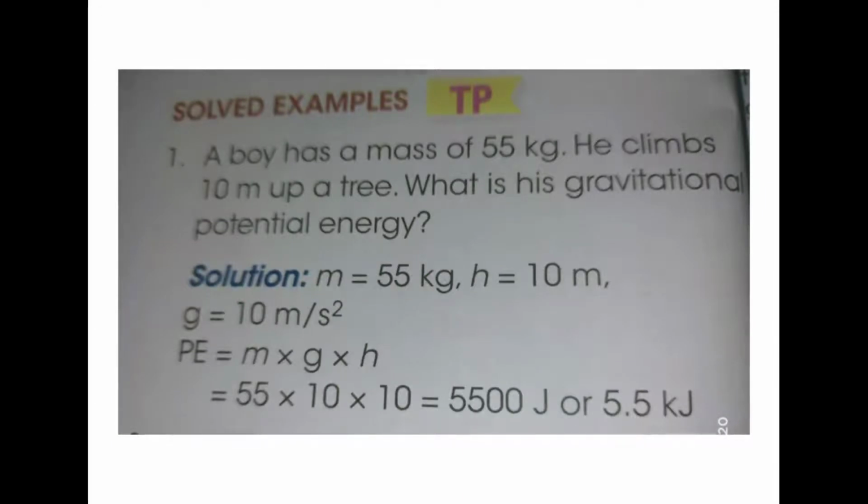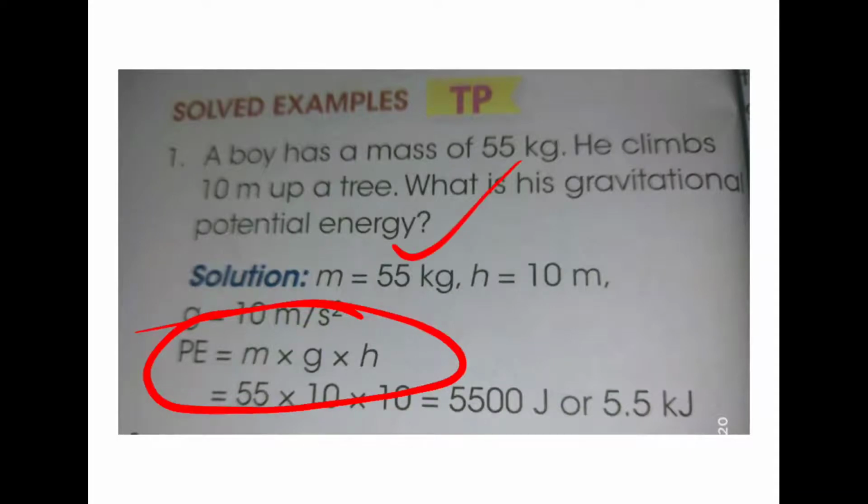Next we have potential energy. We know there are two types of potential energy: gravitational potential energy and elastic potential energy. So gravitational potential energy, PE equals m into g into h, mass into acceleration due to gravity into height. Substitute all the values, you will get the answer.